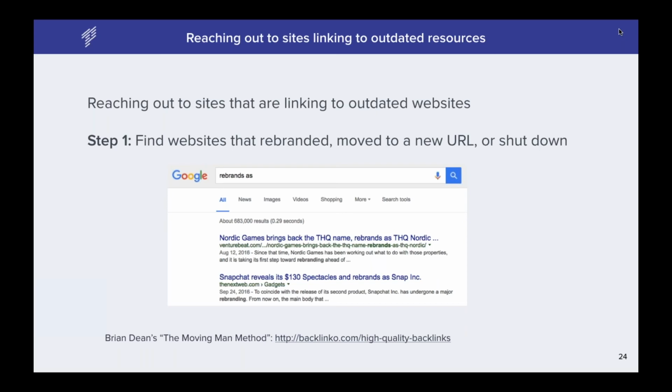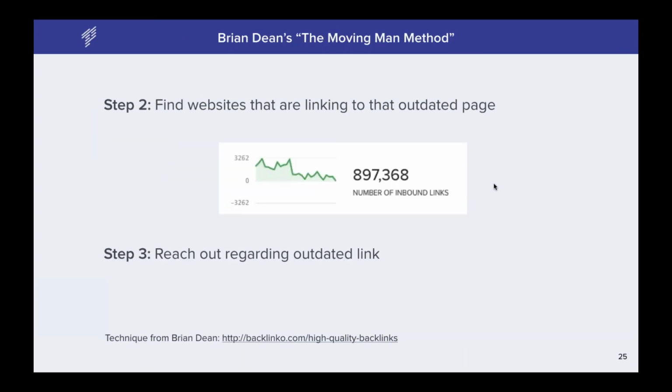But anyway, just make sure you try to find those that are moving or shutting down or getting out of business. You should be monitoring what is happening in your specific niche in general. And if you do find those websites, the next step is to find the websites that are linking to that outdated page. What you have to do is put the outdated source in some type of backlinks checker tool. You can do it in Majestic.